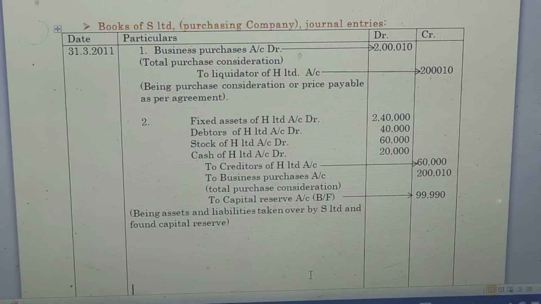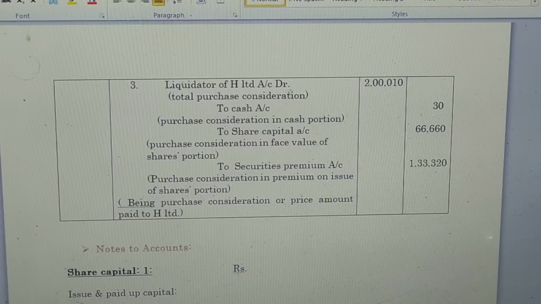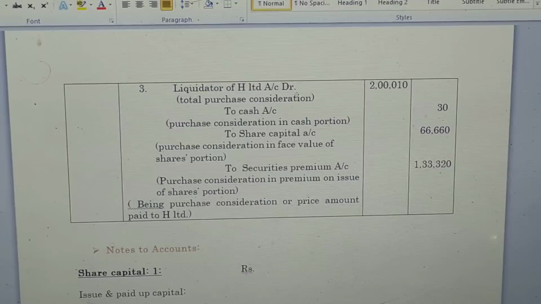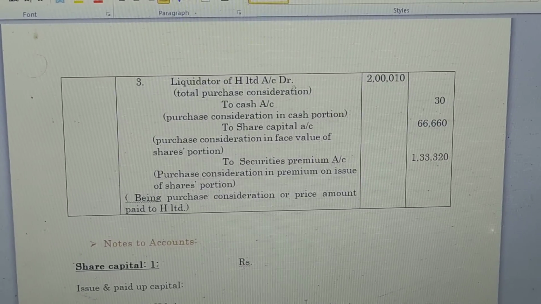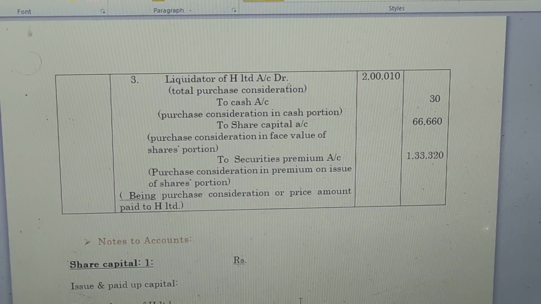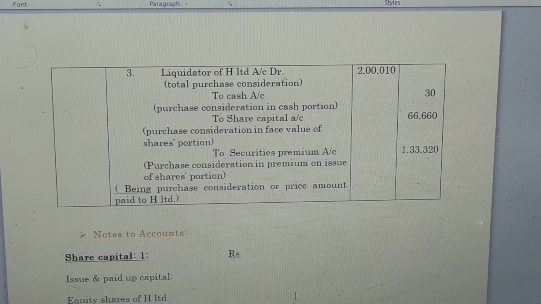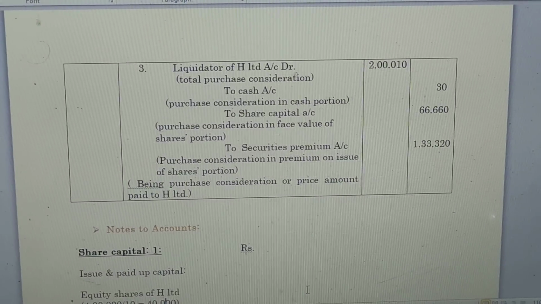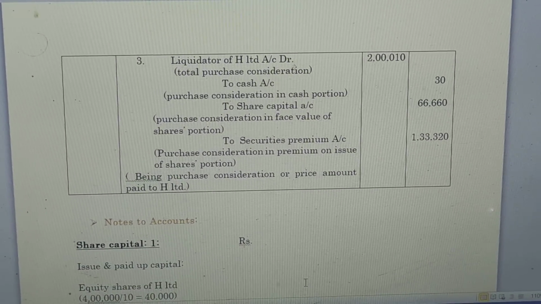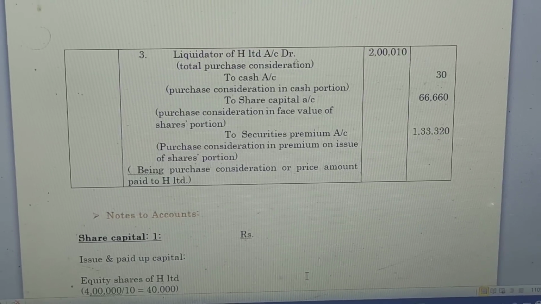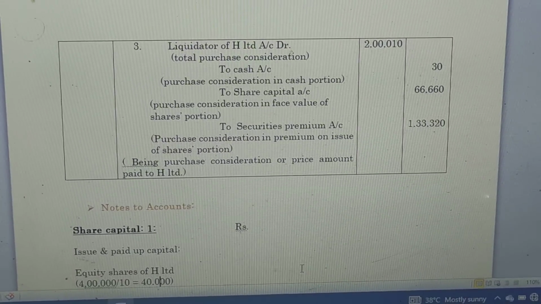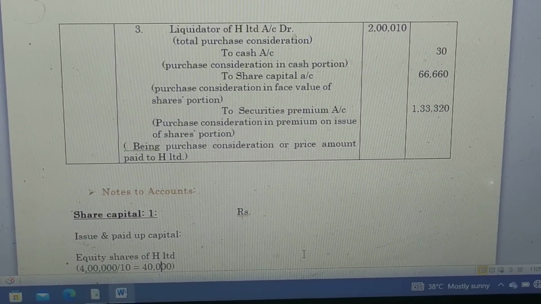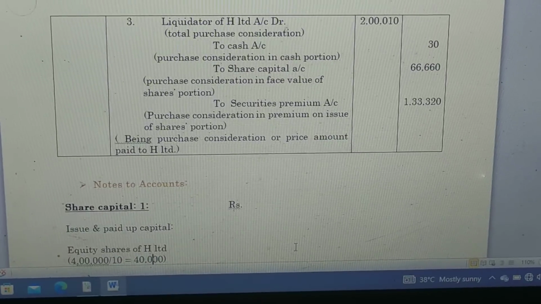In bracket being assets and liabilities taken over by S Limited and found capital reserve. And the journal entry 3: liquidators of H Limited account debit 2,10,000. It means total purchase consideration value. To cash account credit 30,000. It means purchase consideration portion in cash. Then to share capital account credit 66,660. So it means purchase consideration in face value of shares portion. To securities premium 1,33,320. It means purchase consideration in premium on issue of shares portion. In bracket the narration being purchase consideration or purchase price amount paid to H Limited.